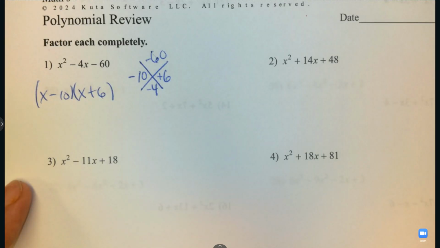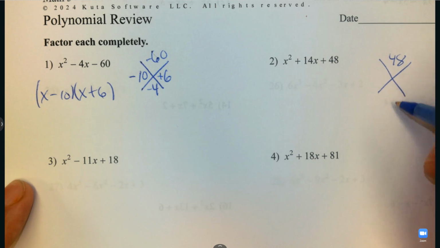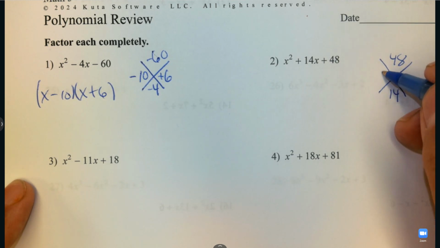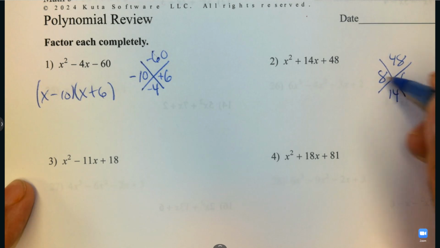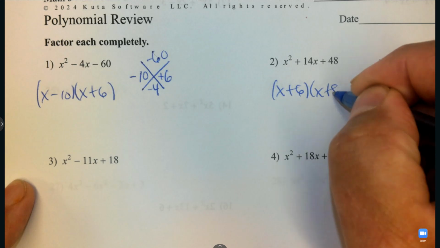Number 2, do you want to try it? Two numbers that multiply to 48 and the same numbers add to 14. So do you know your times tables? It's 8 times 6 and they add up to 14, and those are the two numbers that factor it.